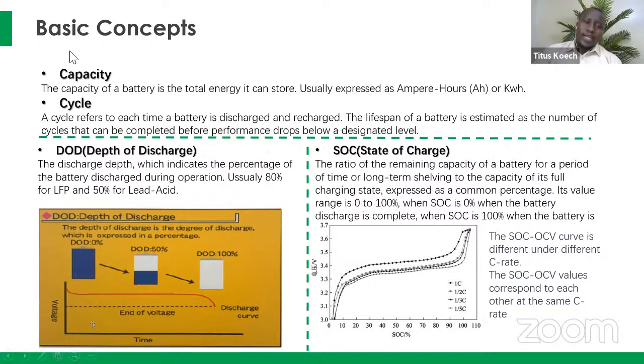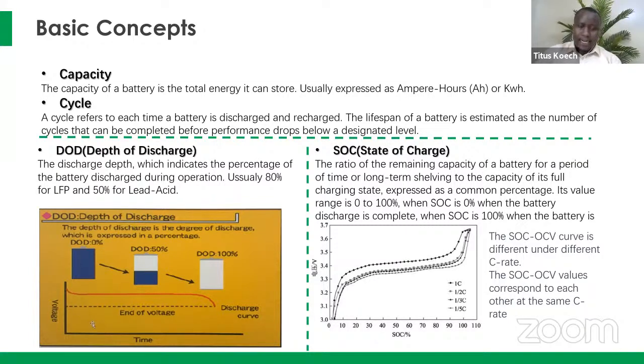The reason why we're discussing these basic concepts is that they are very important, because they determine which battery storage technology you are going to choose, and they also form a basis when you're comparing different energy storage technologies. So there's also the depth of discharge, which is up to what percentage you can discharge the battery during operation.